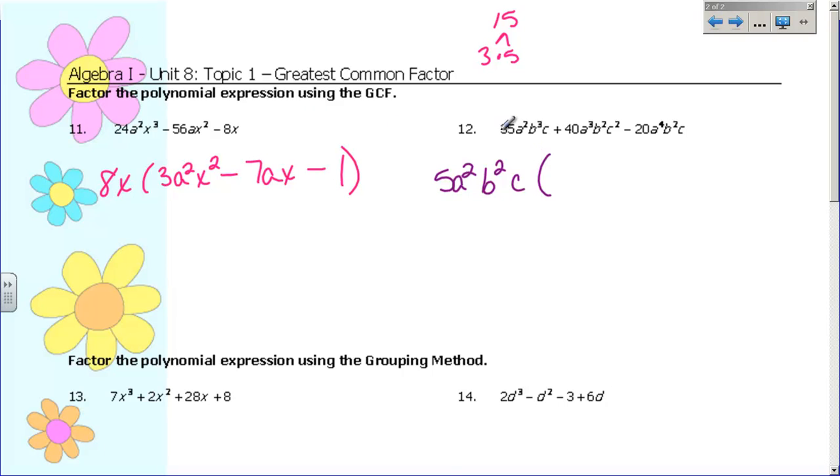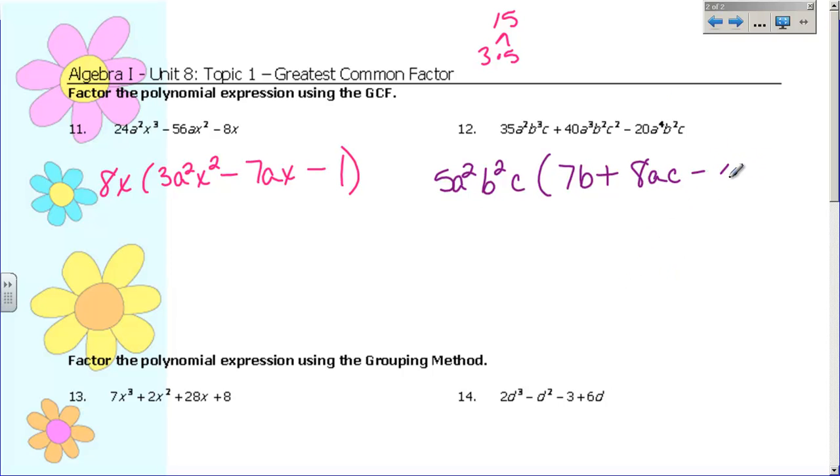Now it's working backwards. Well, 35 divided by 5 is 7. Then I deal with my exponents. I need a squared, I factored out a squared, I don't need any more a's. I need a b to the third, I have factored out b squared, so I still need 1b. I have a c, I factored out a c, I'm done. Plus sign. 40 divided by 5 happens to be 8. I need a to the third, I have factored out a squared, so I've got to have another a. B squared is my answer, I factored out b squared, I'm done with b's. C squared is my answer, I factored out 1c, so I need another c.